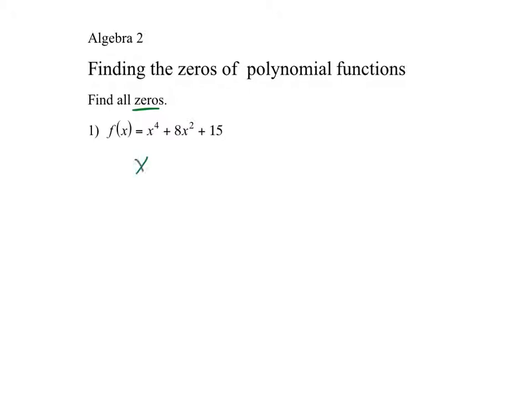First of all, because I'm finding the zeros, I'm going to rewrite it as x to the fourth plus 8x squared plus 15 equal to 0. The first thing I'm going to check is if I can factor it like a quadratic. I can rewrite this one because this is x squared. Let's say that a equals x squared. If I substitute a here, I have a squared plus 8a plus 15 equals 0.